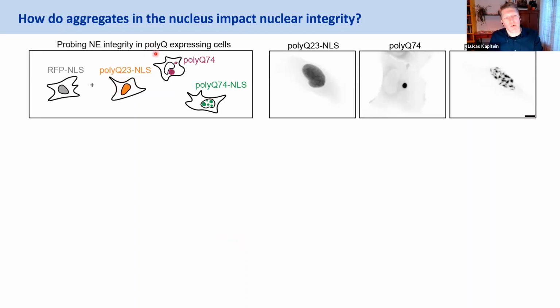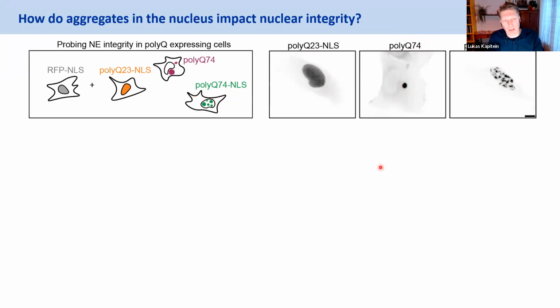So Huntington protein has polyQ repeats, and depending on the length of the repeat, the protein will aggregate or not, and you will get Huntington's disease or not. So when you have only 23 repeats, you can express the protein, you can target it to the nucleus, it will be diffuse. But when you have 74 repeats, then it will aggregate either in the cytosol or, when you add the NLS, in the nucleus.